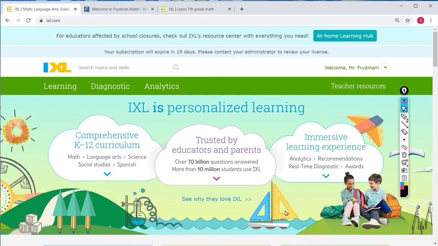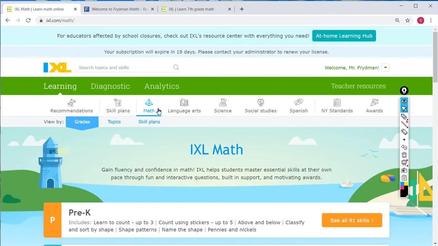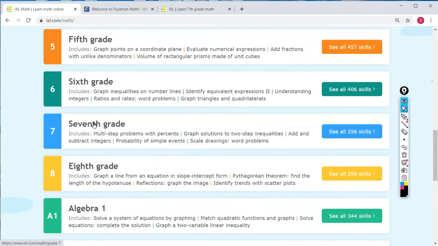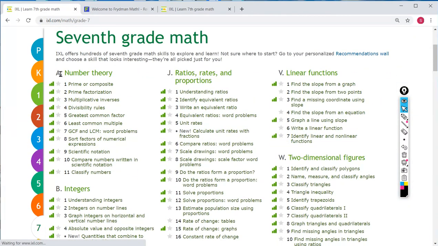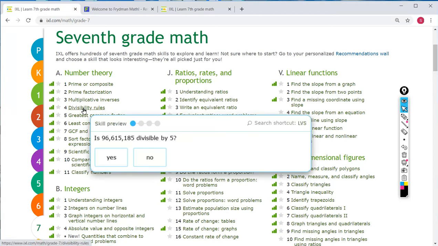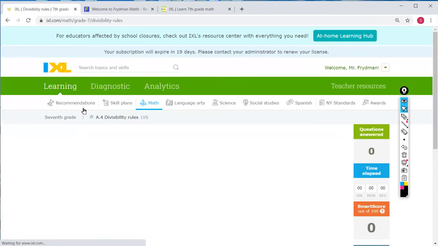Hi everyone, let's do IXL 7th grade A4. Go to Learning, make sure you're on Math, go down to 7th grade, then click on A4, Divisibility Rules.